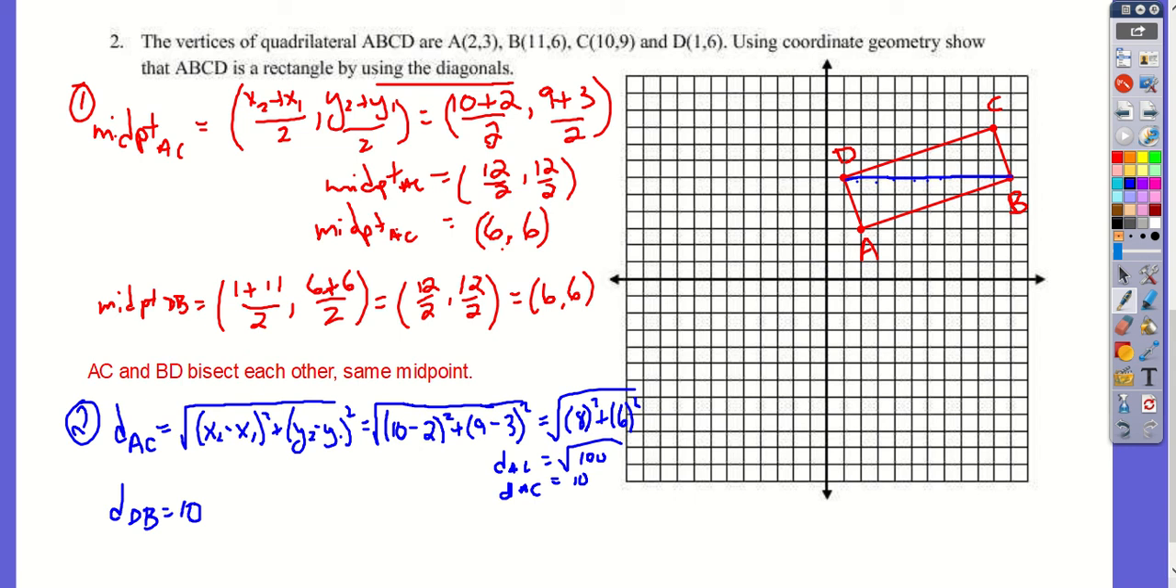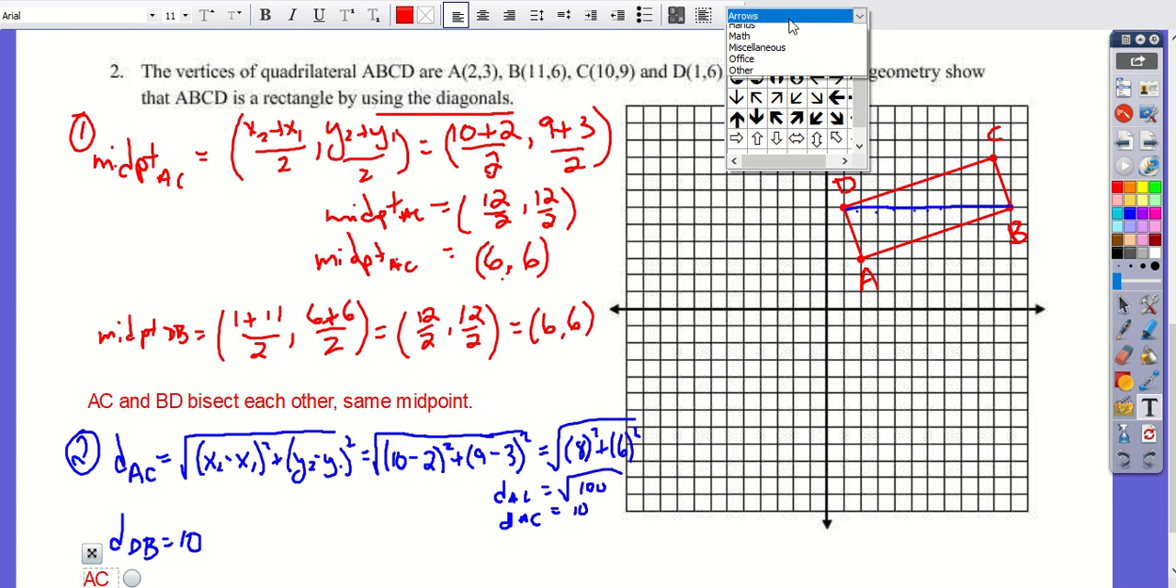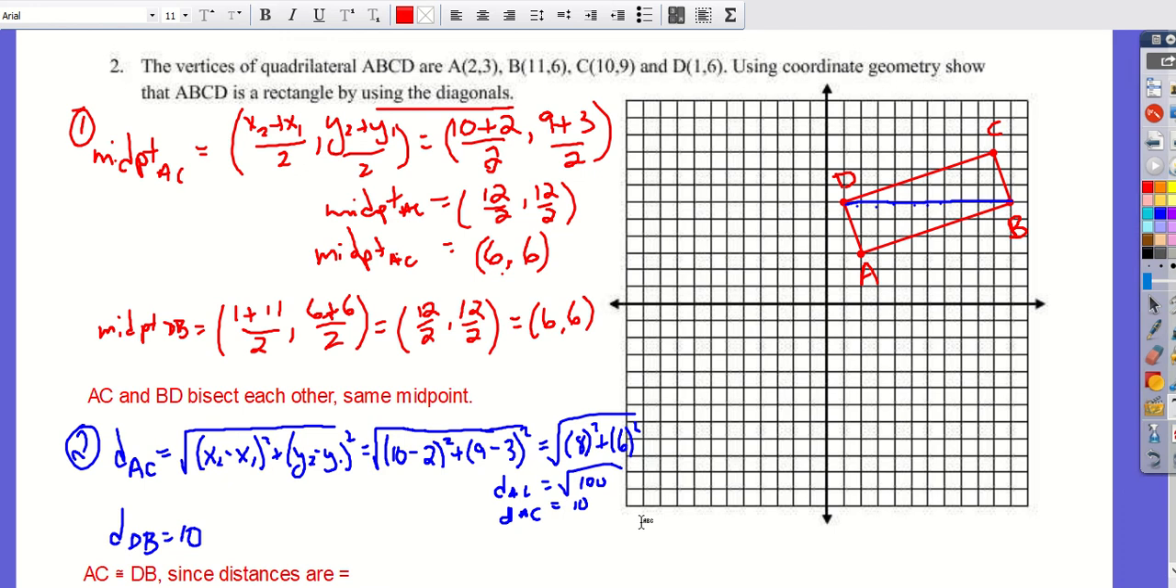Okay, that's it. And so now we're going to write our second statement and then our summary statement. So we're going to say AC is equal or congruent. Let's use congruent, proper math terminology here. DB, since the distances are equal. Okay, so now we're going to write our summary statement. We'll do that right under the graph.